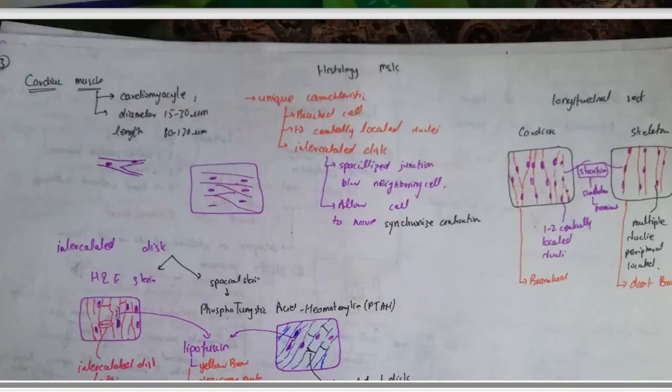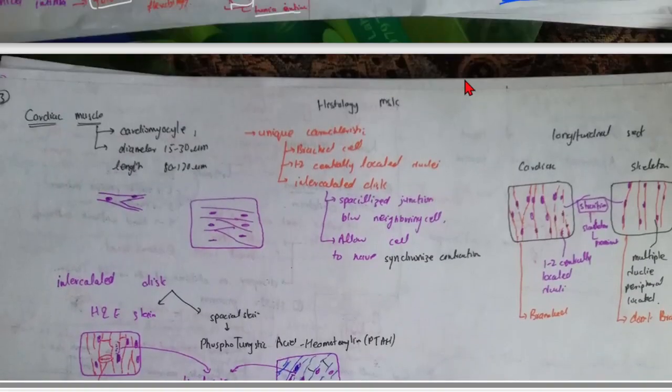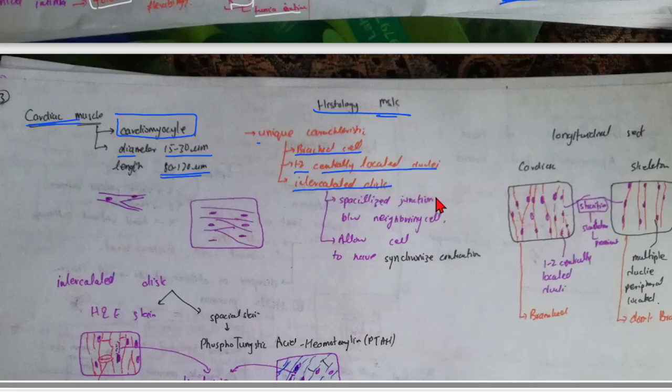Now we will explain the histology of cardiac muscle. Cardiac muscle has cardiomyocytes. The cardiac muscle diameter is 15 to 30 micrometers, and the length is 80 to 120 micrometers. A unique characteristic is that it is a branched cell with 1 to 2 centrally located nuclei. Another feature is that intercalated discs are present. They have specialized junctions, called gap junctions, between the cells, which allow synchronized contraction.